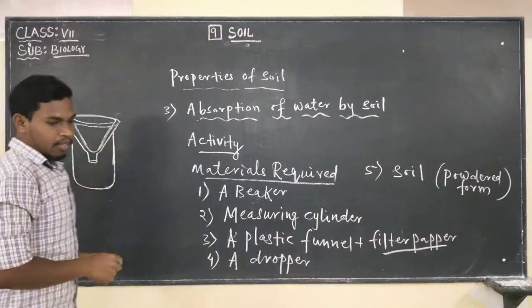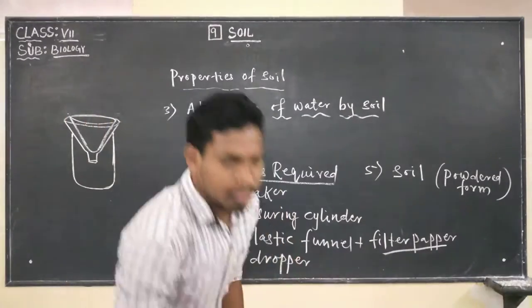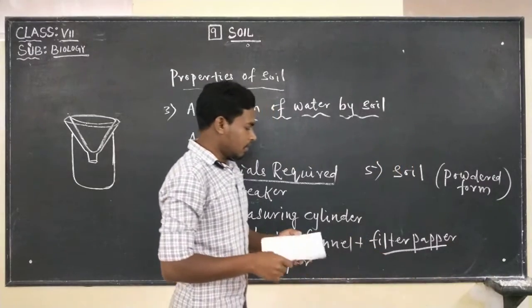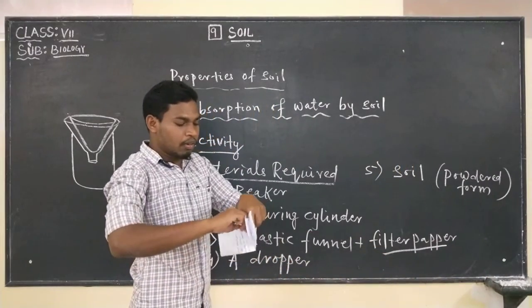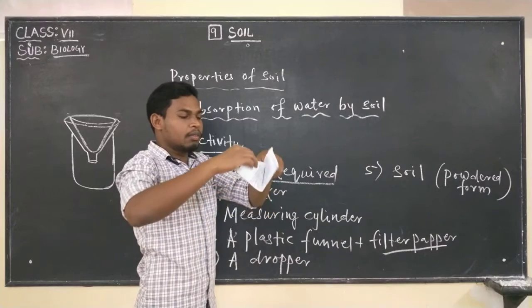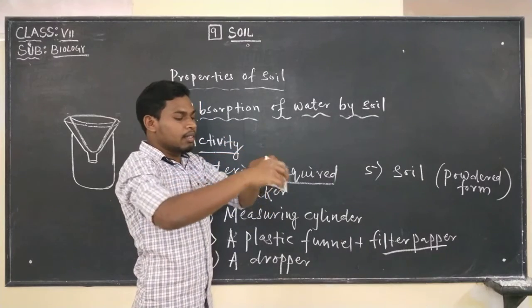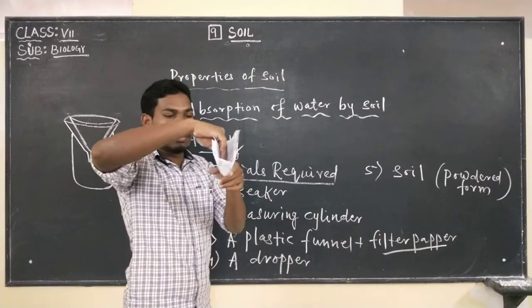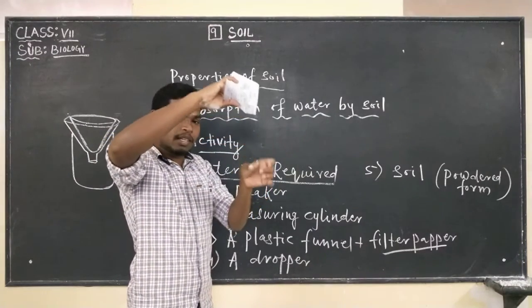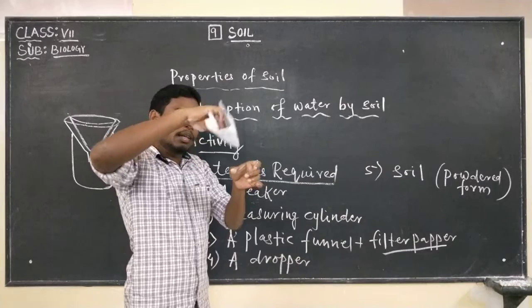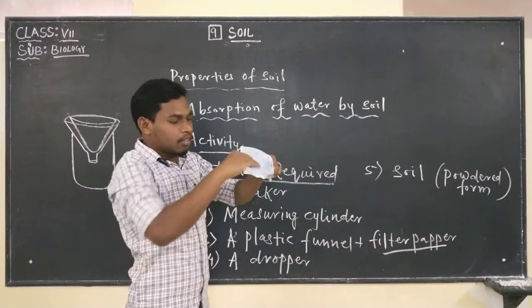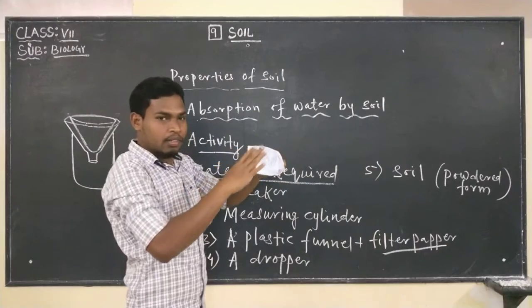Think this is a filter paper or a piece of newspaper. We need to fold it like this and fix it into the beaker. Think this is the beaker and this is the paper. We need to fix it. Now there is no gap, right?